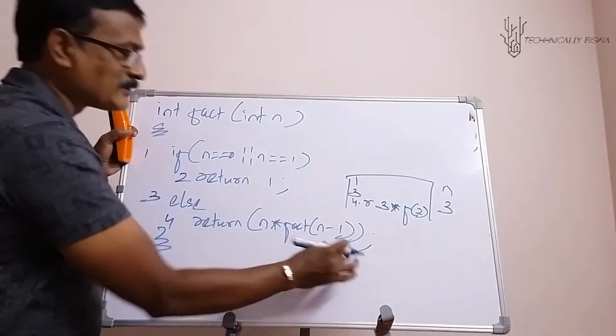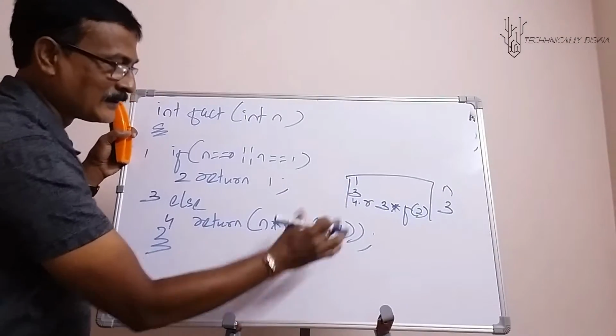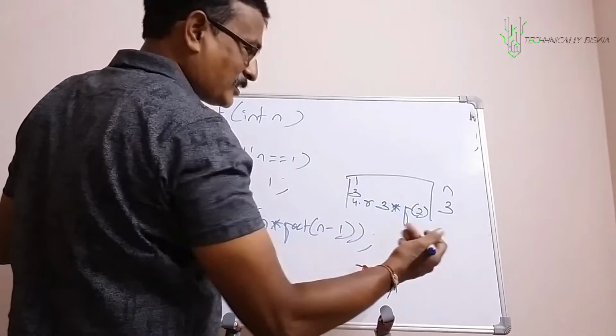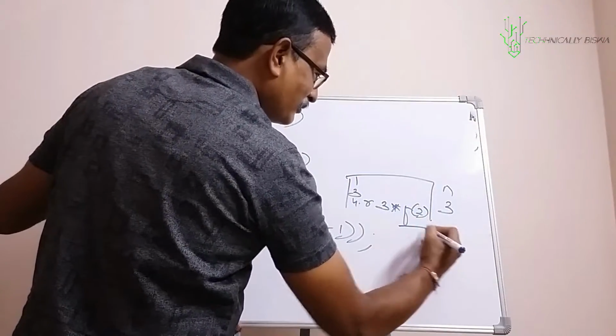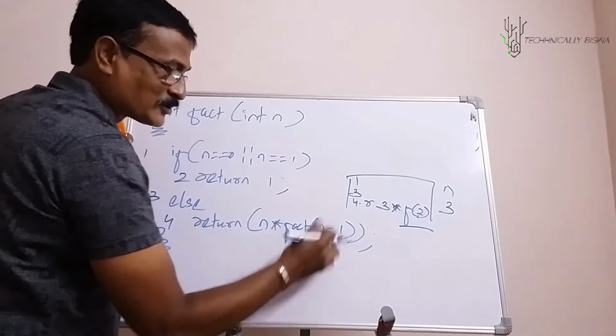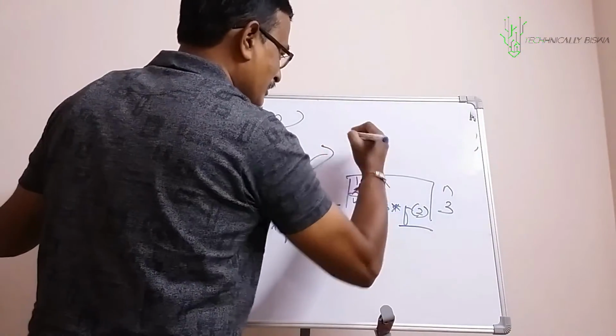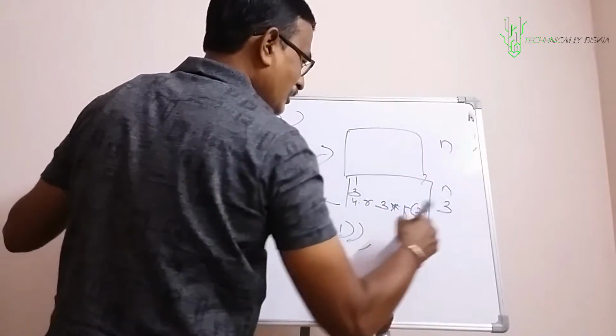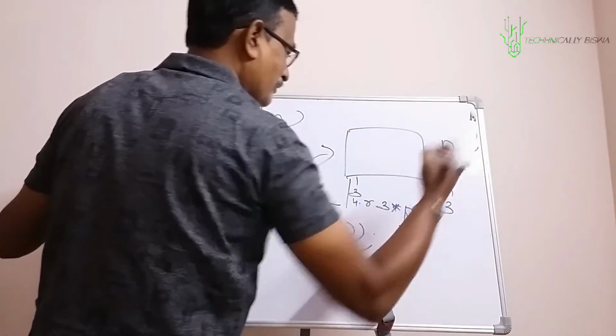Now what happens here is that this line is not completely executed. Before the execution completes, control will jump from here. Fact of 2 is a function call, so obviously control will jump and create another stack where again the fact function will receive the value 2. n will receive the value 2 here.